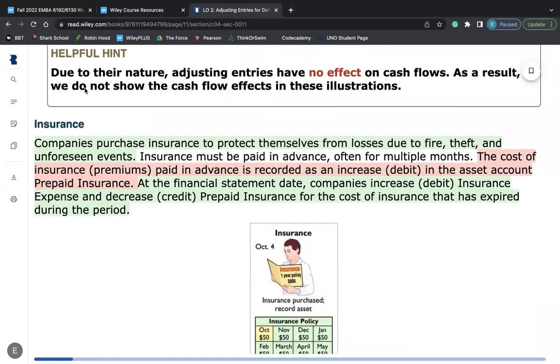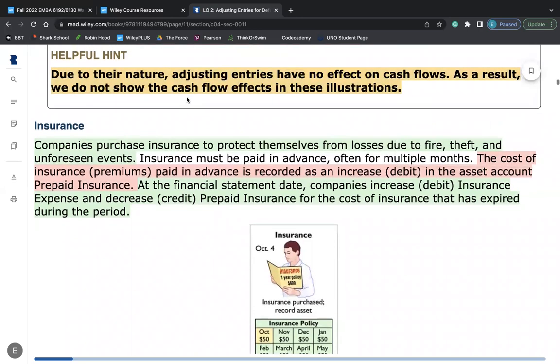Here's a helpful hint. Due to their nature, adjusting entries have no effect on cash flows. As a result, we do not show the cash flow effects in these illustrations. Not 100% sure why they decided to go with that.